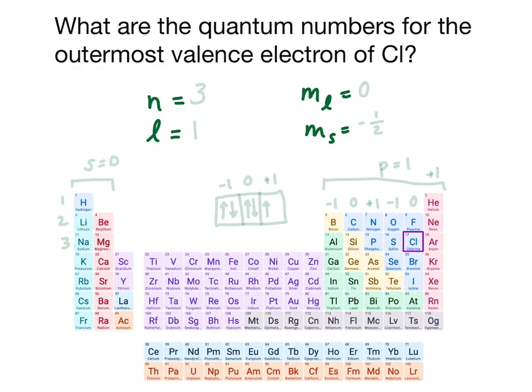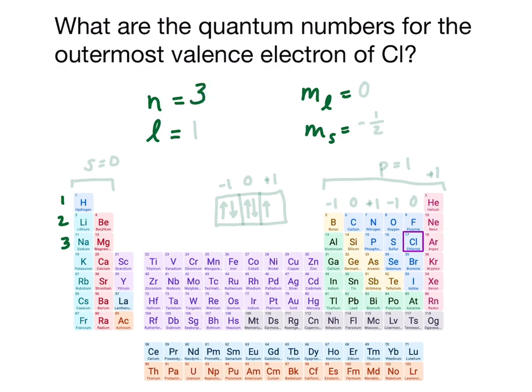Let's start with the principal quantum number. We can determine this quantum number, n, by looking at the periodic table rows. So we can number the rows 1, 2, 3, and we see that chlorine is in the third row of the periodic table. So n equals 3.